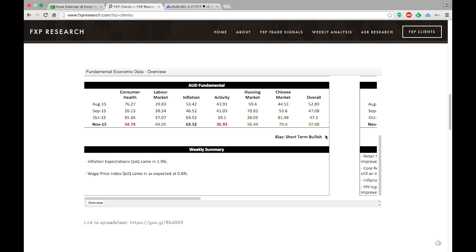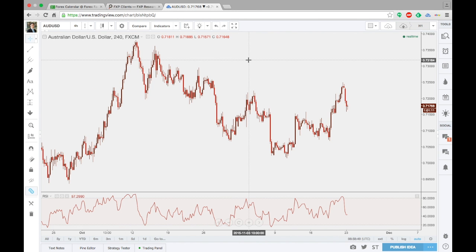Looking at this, having a bigger picture of what the sentiment and the fundamental of the Aussie market is doing, we pull in our technical chart to look at what's happening in the price as well.